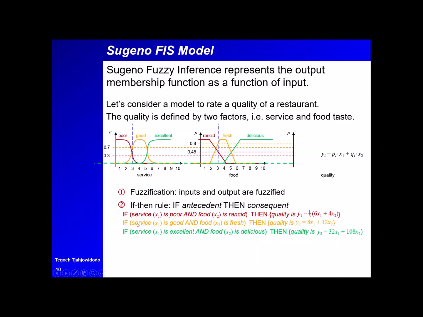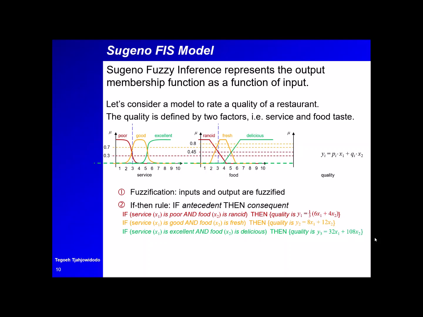For the second rule, we are referring to the second membership function. If surface x1 is good and food taste is fresh, then the quality will follow this linear function, a combination of x1 and x2, but with different coefficients. p2 is 8 and q2 in our case is 12. For the third if-then rule, if the surface x1 is excellent and the food taste x2 is delicious, then I will use another linear function, where in our case p3 is 32 and q3 is 180.